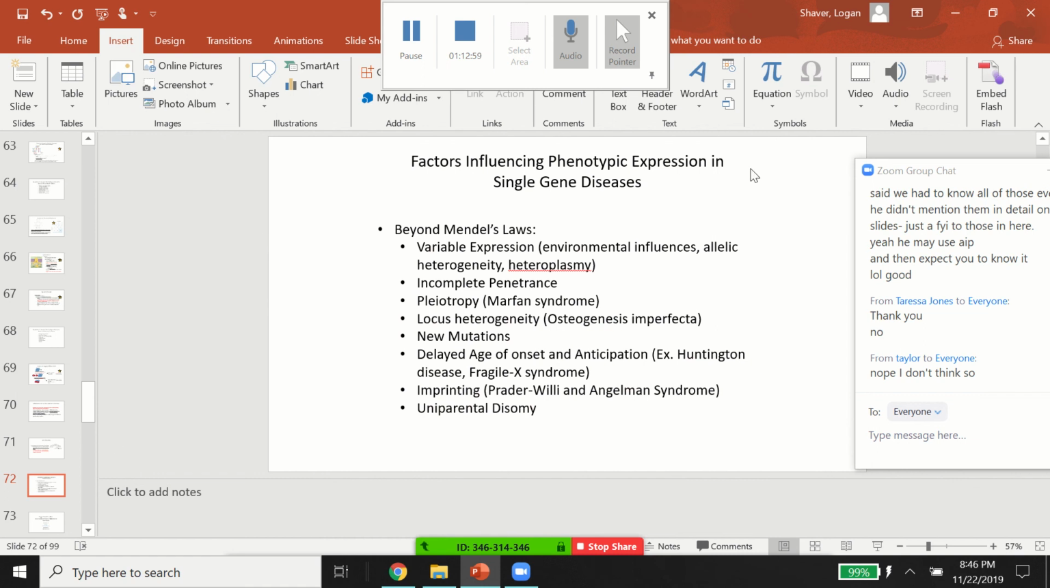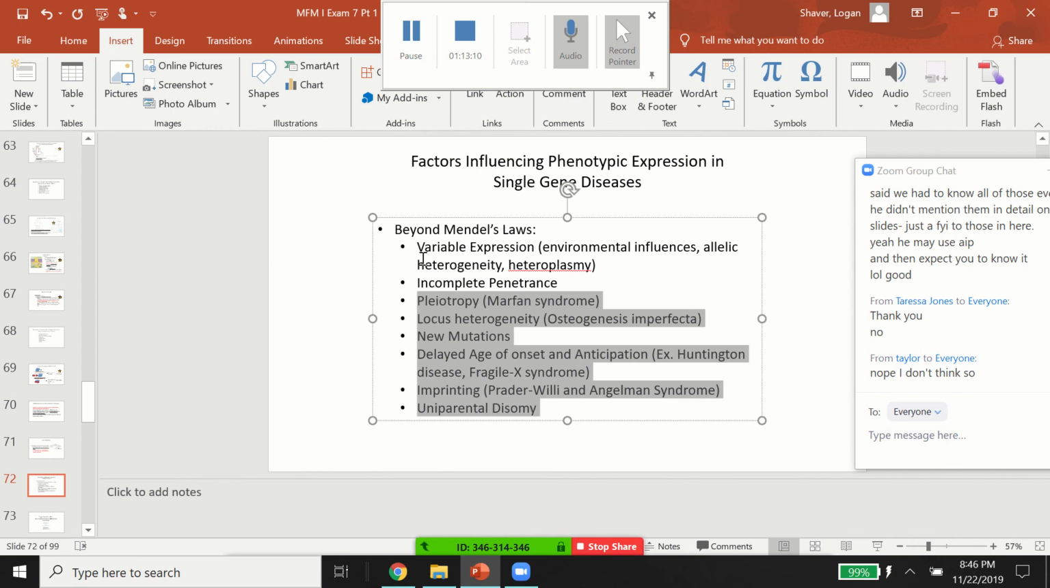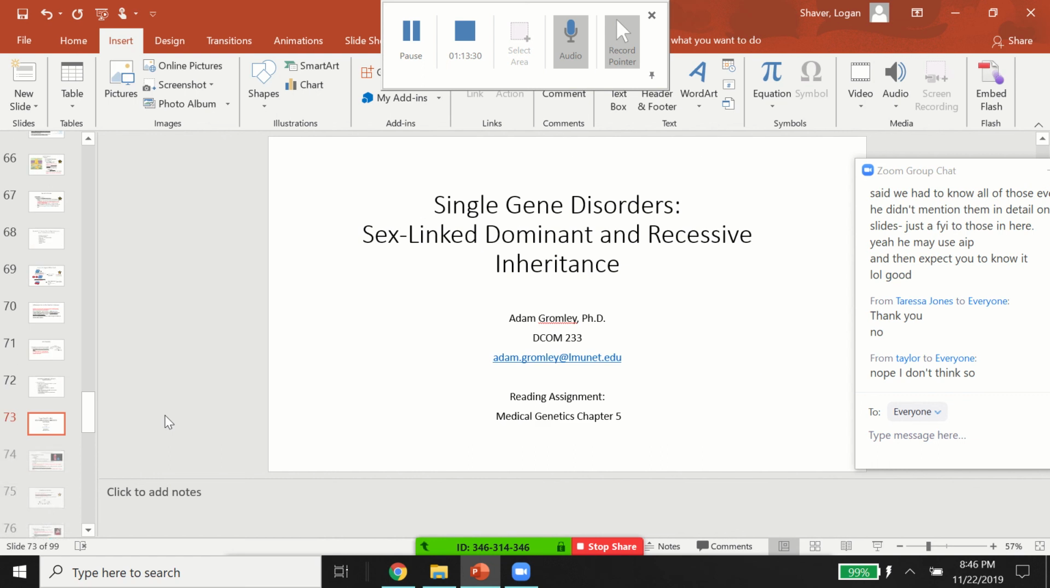Factors influencing phenotypic expression in single gene. Honestly, I think I just forgot to delete this one. I don't even think this is all that important. Oh, wait a minute. Oh, this is actually kind of a useful one in a way. So they do mention the pleiotropy with Marfans. So they do tell you the phenotypic expression single gene thing. So you remember how I was saying know the examples of these different things they've mentioned? So maybe pleiotropy with the Marfans and so on and so forth with these different ones.